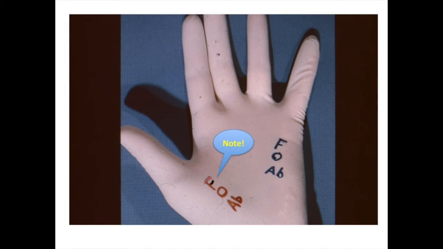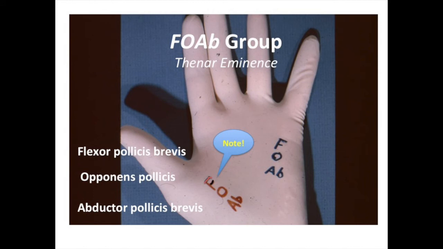Next, over the thenar eminence, also print the letters F, O, A, B. This should be done with your red marker. However, take note of the crossbar on the letter F, which is in blue. Again, you can pause the video while you do this. These are the muscles over the thenar eminence. The F stands for flexor pollicis brevis, the O stands for the opponens pollicis, and AB stands for the abductor pollicis brevis.